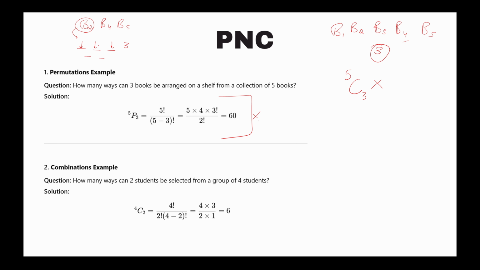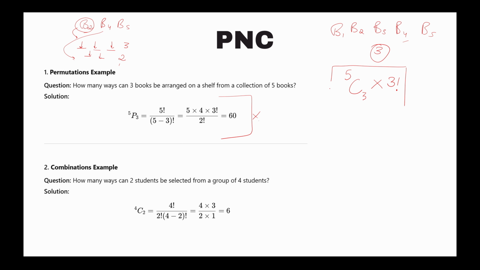Then I would be left with just 2 spaces. Now book 4 can be arranged in either of these 2 spaces. So it would become 2, and for book 5 it would become 1. So this is basically 3 factorial. Arranging 3 books in 3 spaces would become 3 factorial.